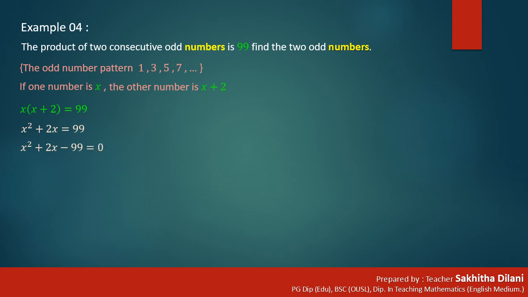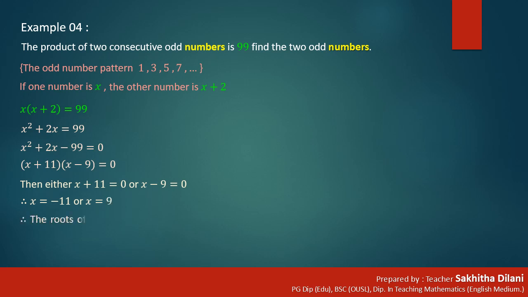Then factorize the quadratic expression. Then the factors are x plus 11 and x minus 9. For the product of x plus 11 and x minus 9 to be 0, either x plus 11 equals 0 or x minus 9 equals 0. Make x the subject of these equations. Then x equals negative 11 or x equals 9. Therefore, the solutions of the equation are x equals negative 11 and x equals 9.